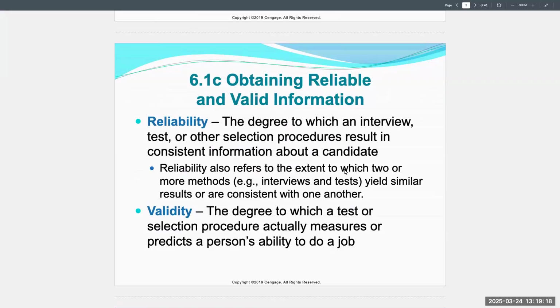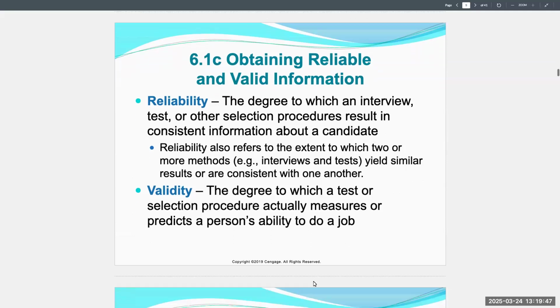Reliability and validity are the concerns of any scientifically sound selection system. So reliability refers to consistency. If an interview or a test is reliable, it produces the same result under the same or consistent conditions. For example, if two trained interviewers evaluate the same candidate, they should each reach the same conclusion. If they don't, your process has low inter-rater reliability, and your hiring decisions may be arbitrary.